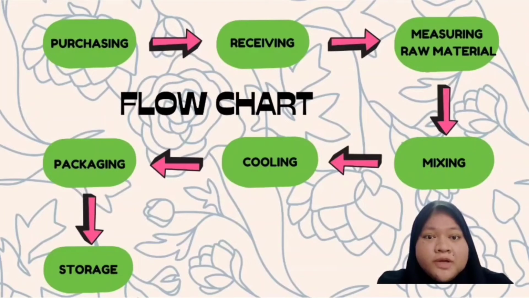Now, I will explain the flowchart of how to produce mango cheesecake. The process of preparing mango cheesecake begins with the purchasing and receiving of raw materials from the supplier to the cake manufacturer, such as biscuit, butter, cream cheese, castor sugar, gelatin, and so on. Following that, the cake making process will begin by measuring all the raw materials in accordance with the factory formula.